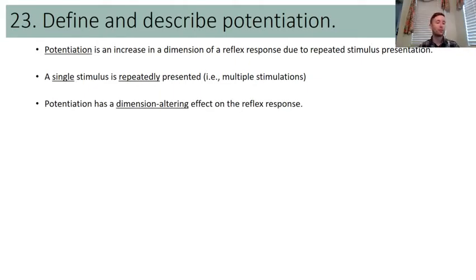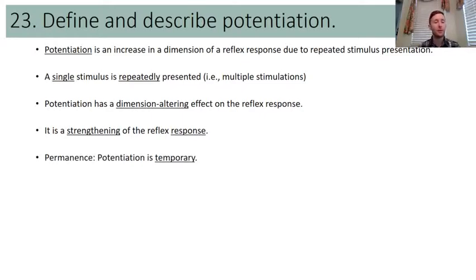Potentiation has a dimension-altering effect on the reflex response. In this case, it's a strengthening of the reflex response. And its permanence is that potentiation is temporary. I'll also note that, remember that the dimension-altering effect of habituation was that it weakened the reflex response. Here, potentiation strengthens the reflex response, and that's its dimension-altering effect.